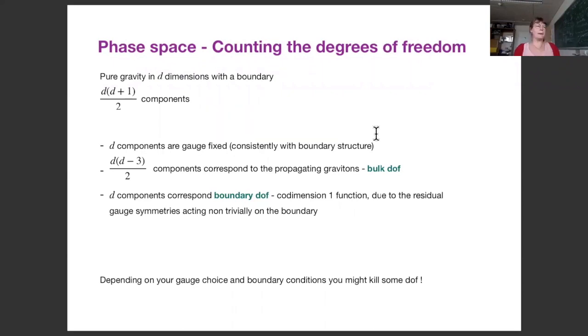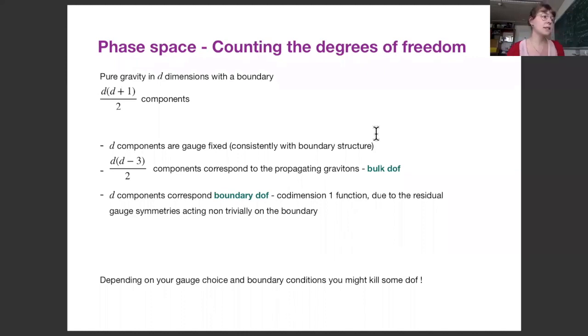So in pure gravity in D dimension, with the boundary, you have the field, a metric, which has D(D+1)/2 components. And out of that, you can gauge fix D of them, obviously preserving this boundary structure. In there, you also have D(D-3)/2 components corresponding to propagating degrees of freedom, that I will refer to as bulk degrees of freedom. And those, you cannot remove by a change of coordinates. They are really physical degrees of freedom.